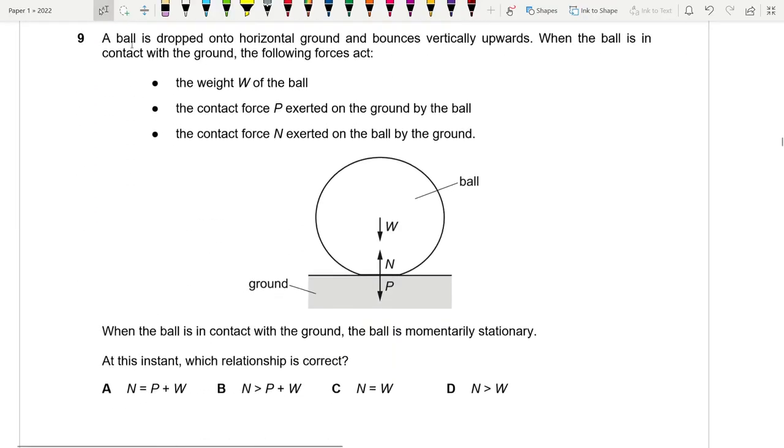Number 9. A ball is dropped onto horizontal ground and bounces vertically upwards. When the ball is in contact with the ground, the following forces act: the weight of the ball, the contact force P exerted on the ground by the ball, and the contact force N exerted on the ball. Okay, so P is on the ground by the ball and N is on the ball by the ground. When the ball is in contact with the ground, the ball is momentarily at rest. At this instant, which relationship is correct? N and P are contact forces. You guys need to understand that.